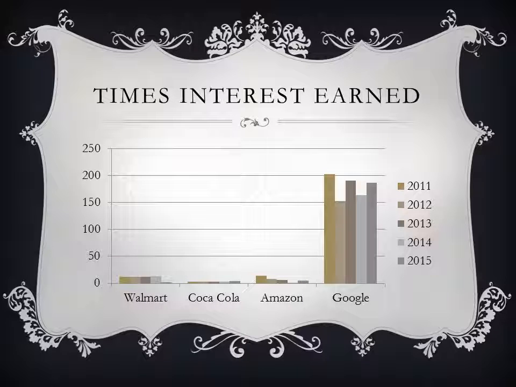The times interest earned ratio indicates how many times a company can make interest and debt service payments with its before-tax income. So this is the measure of can they afford their debt. Coca-Cola, who had the highest equity multiplier, now has the lowest times interest earned ratio, meaning they're having a harder time than others affording their debt. Google, on the other hand, had the lowest equity multiplier, but now has the highest times interest earned ratio, meaning they are affording their debt easily.